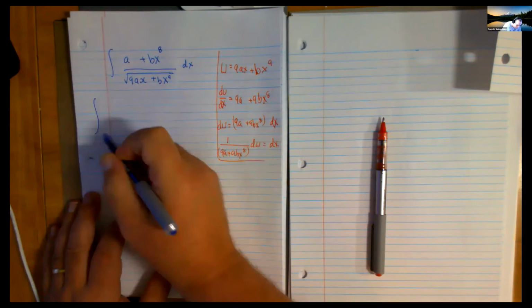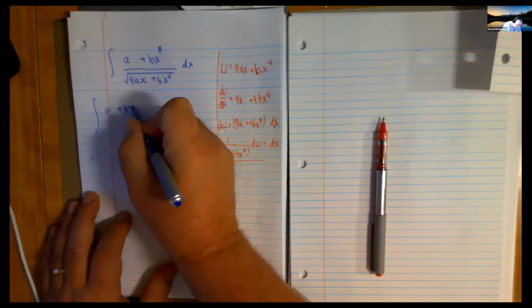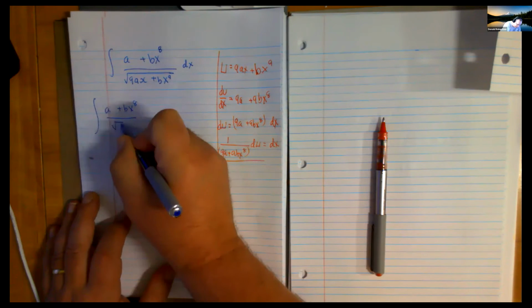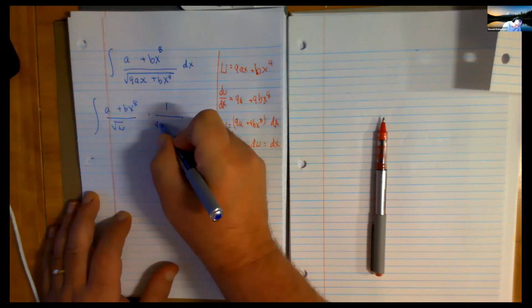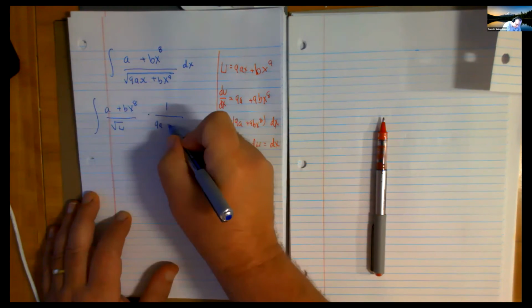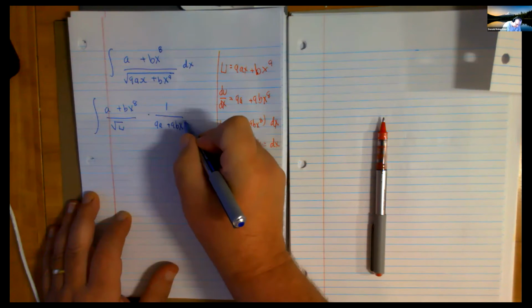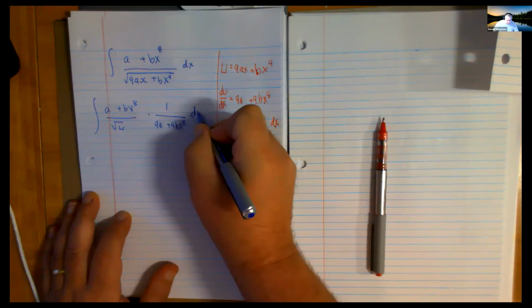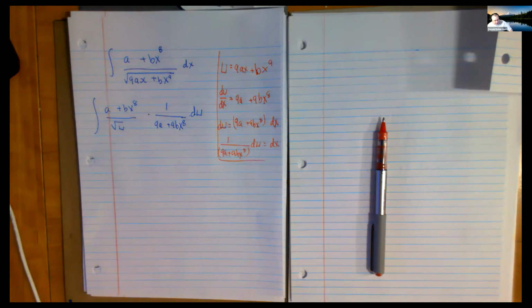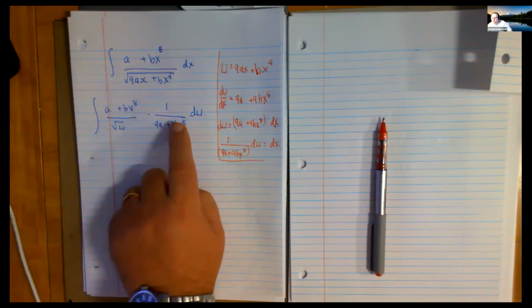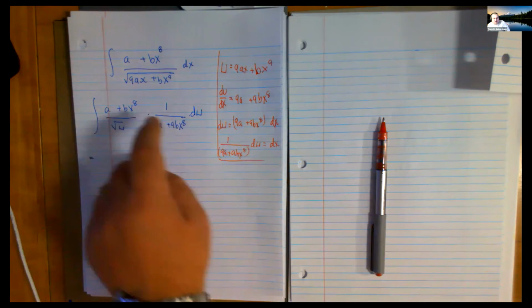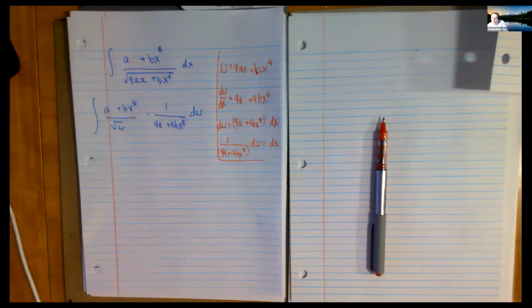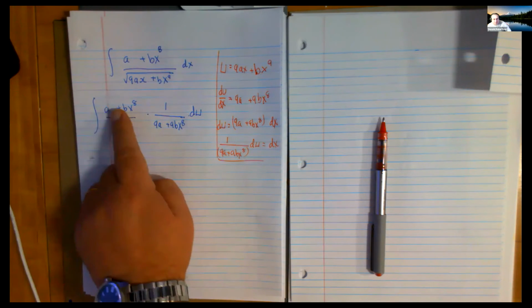We have the integral of a plus bx to the 8 over the square root of u times 1 over 9a plus 9bx to the 8 du. Now, normally, shouldn't this guy cancel this guy out, right? And that's kind of what happens. Maybe we have 2 left over, but they should cancel out. And can these cancel out? Is there a way that this can cancel with this?